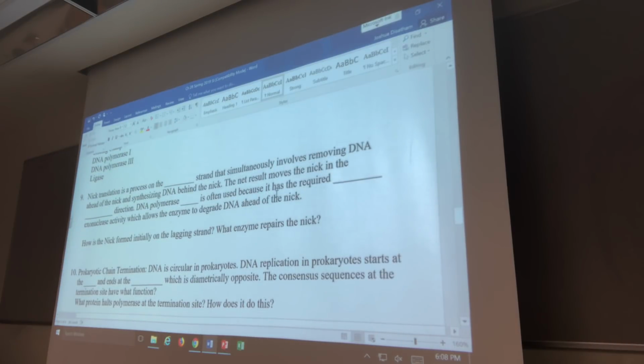Nick translation we talked about. Nick translation is that process of DNA replication that only occurs on the lagging strand, and it involves not only DNA polymerase 1, but what other enzyme is necessary for Nick translation? Ligase, exactly. Ligase's job is to connect the sugar phosphate backbone between Okazaki fragments on the lagging strand.